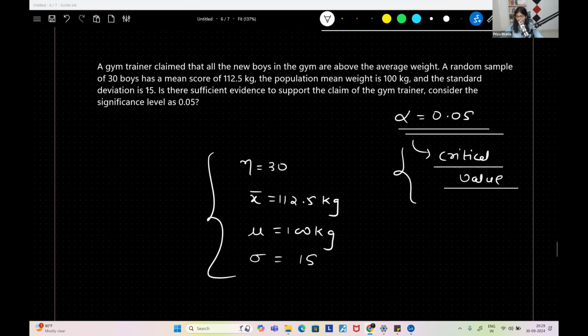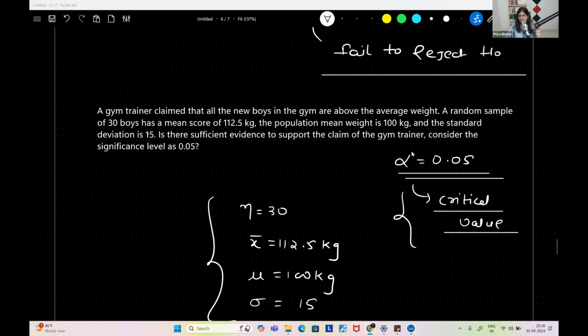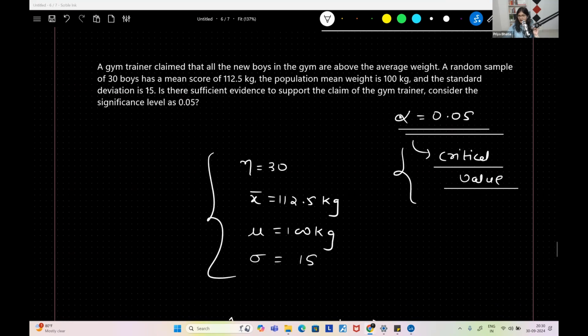What is the first task we're supposed to do? What is the null hypothesis? Task number one is to check what the null hypothesis is and what the alternate hypothesis is. So, what is the null hypothesis? A gym trainer claimed that all new boys in the gym are above the average weight. And what is the average weight? It is 100 kg.